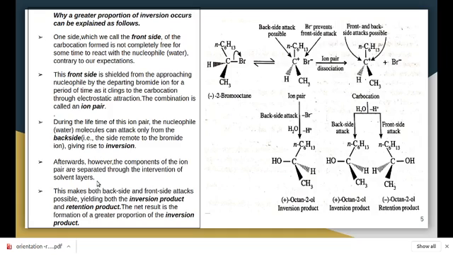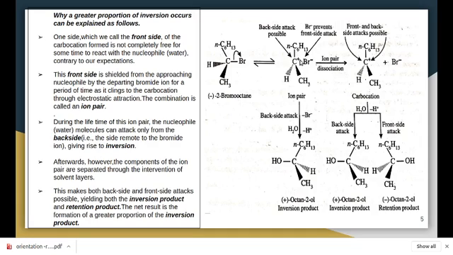Then what will happen after that? Afterwards, however, the components of the ion pair are separated through the intervention of the solvent layers. So the water molecule is acting as a solvent. For a period of time, the ion pair will exist. Then after that, the solvent molecules will interfere between the ion pair. Ion pair means between the positively charged carbocation and the leaving group there will be solvent molecules.